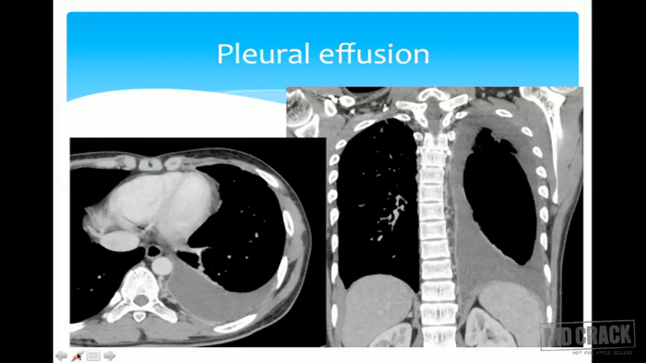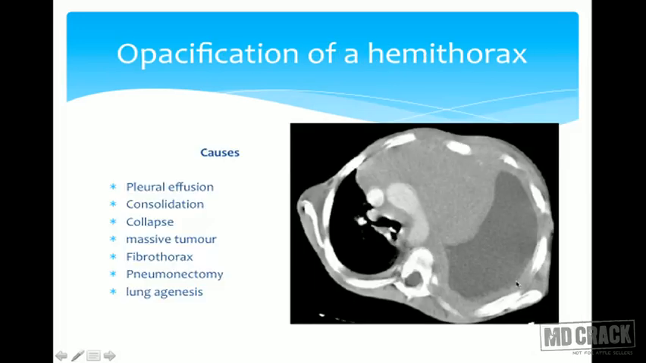This again just shows how pleural effusion looks on CT. This is the pleura over here, and once again this is displacing the lung anteriorly. This all is your pleural effusion. What are the causes of opacification of a hemithorax? Once again, pleural effusion, consolidation, collapse, which is the lung collapse, a massive tumor, fibrothorax, or even changes due to post-pneumonectomy status or lung agenesis.